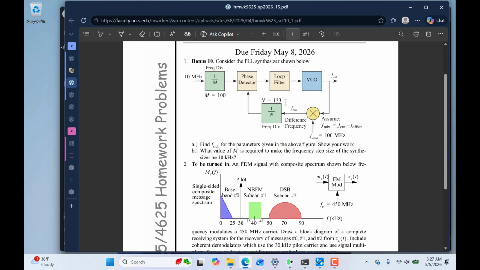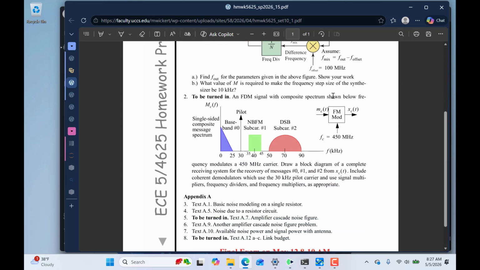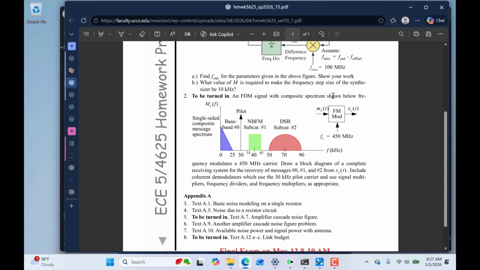Before I look at that, though, we'll just look at problem set number 10, the only homework that's out there that hasn't been turned in. It's got a phase lock loops problem, and then it's got a multiplexing problem on it. And how are you going to work this problem? I'm going to show you what I consider to be acceptable. The book has solution examples in it too.